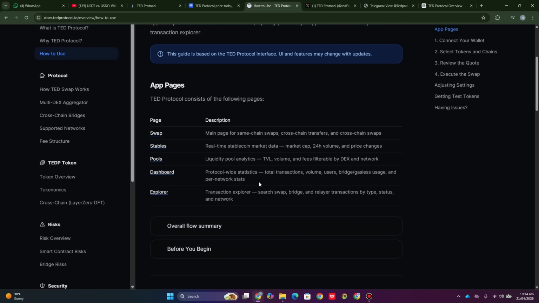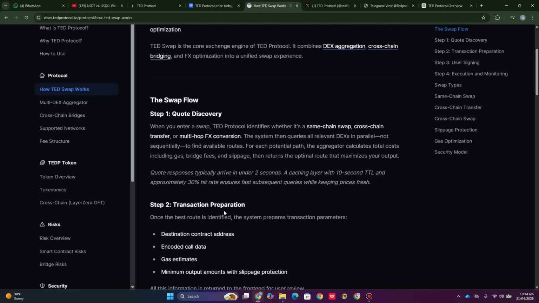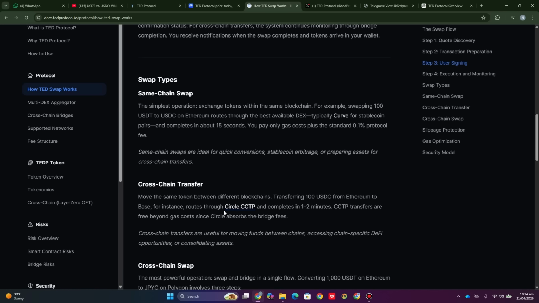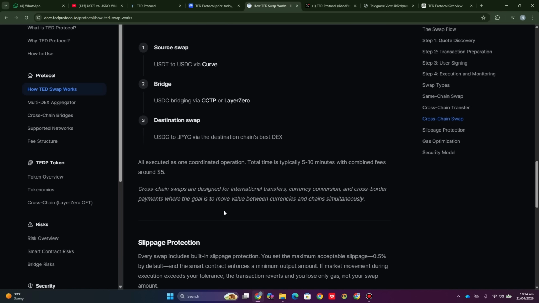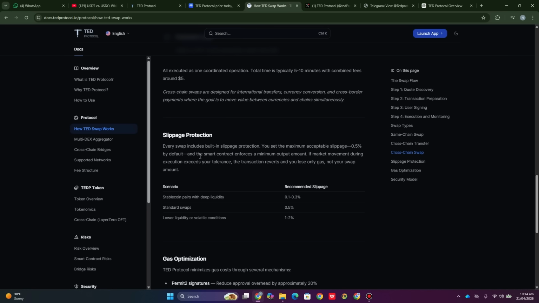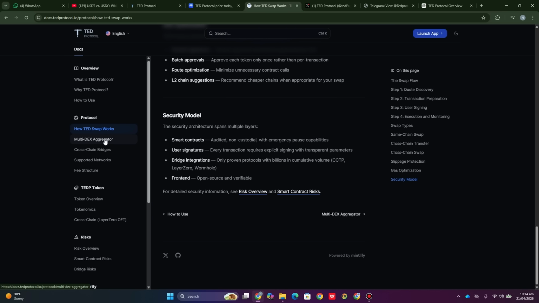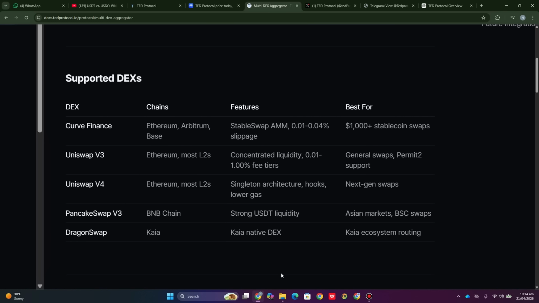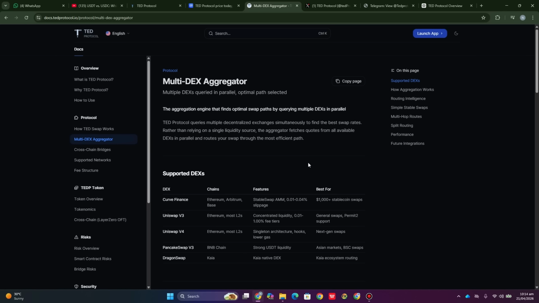How to use it? There are the swapping, stable, pool, dashboard, and explorer pages you can easily open. This means you remain in charge of your assets; you will be the one who holds them. There is also swapping from one currency to another with no fee, meaning gasless. There is also the multi-DEX aggregator with Curve Finance and more, and best of all, $1,000 plus stablecoin swapping.